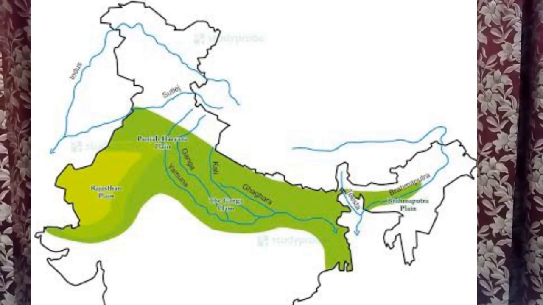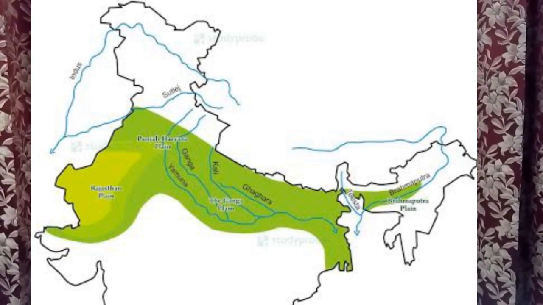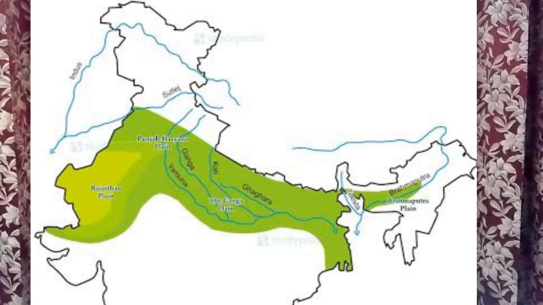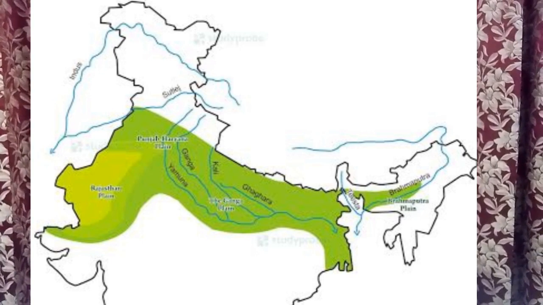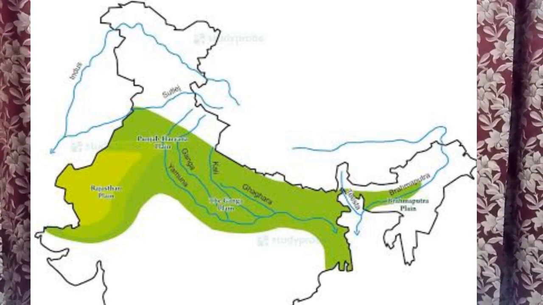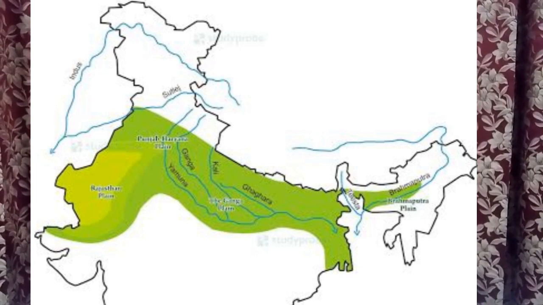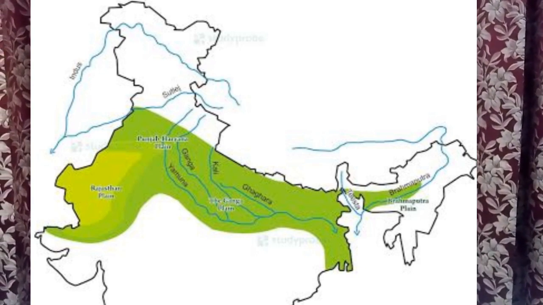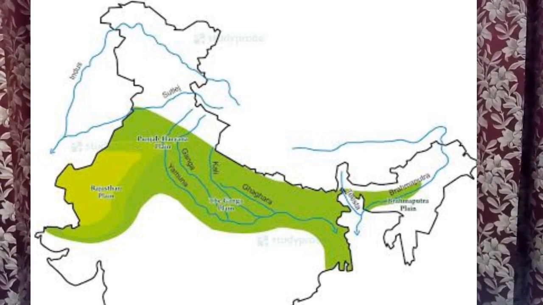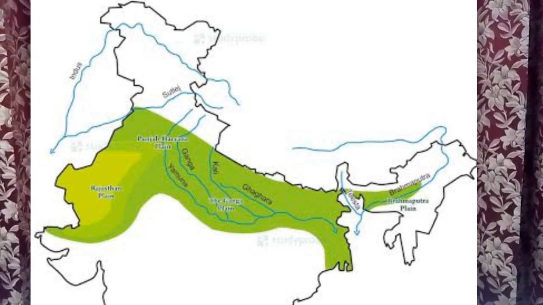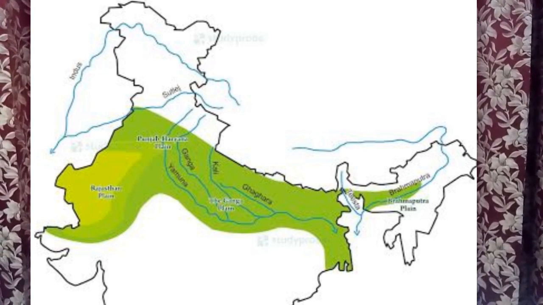Next we are coming to number 2, the northern plains. The northern plains lie to the south of the Himalayan mountains. With the green color on the map, you can see the northern plains. Here the land is flat and very fertile. The river Ganga and its tributaries flow through this region. Therefore, this region is very good for agriculture and many food crops are grown here.